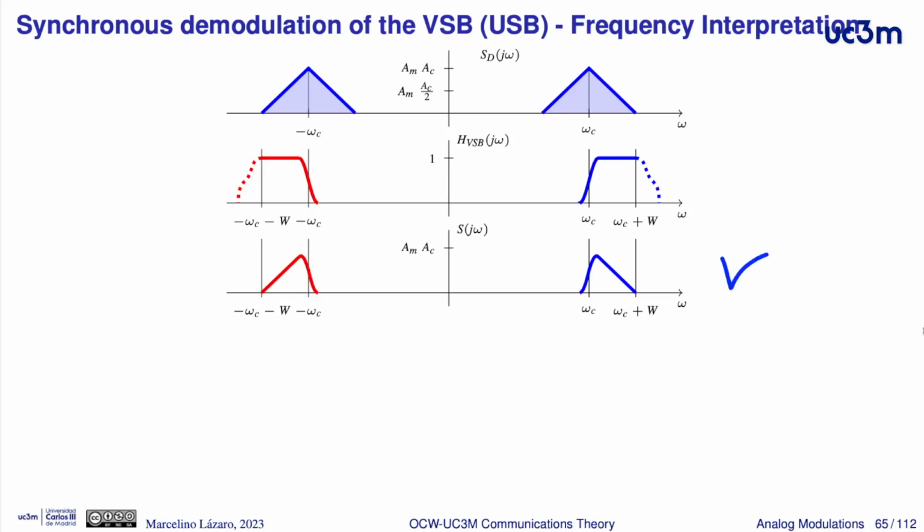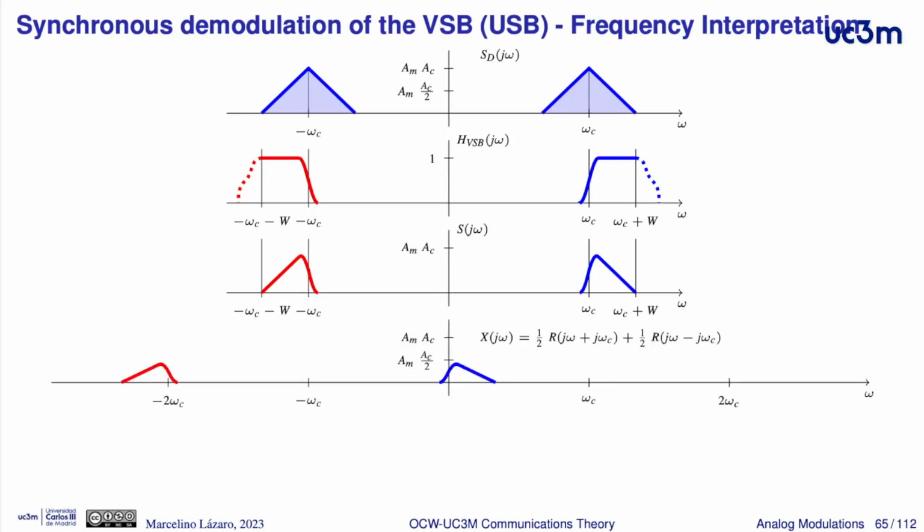If this signal is transmitted, at the receiver we'll have a coherent receiver, a product with a cosine and then a low-pass filter. The product with the cosine will produce two replicas of this spectrum shifted to minus omega c and to plus omega c, each replica with half of the amplitude that we have here. We'll have the replica shifted to minus omega c, this term here. We will have the replica shifted to plus omega c, this term here, and this is what we have after the product with the cosine.